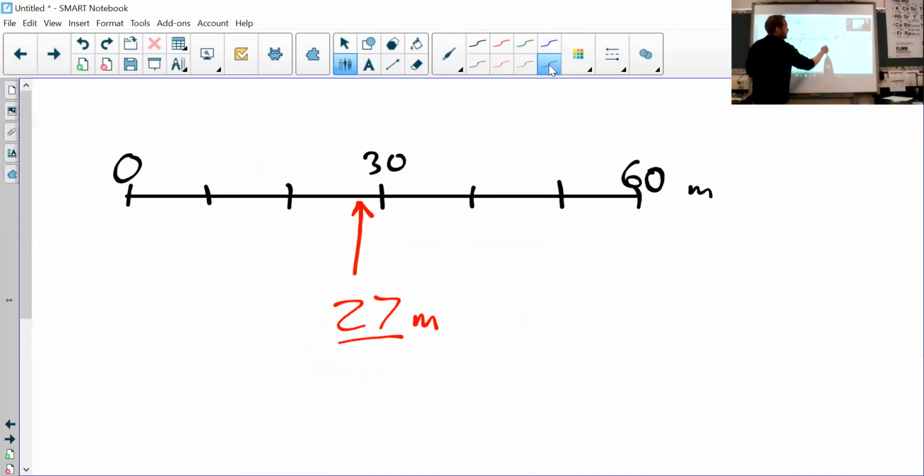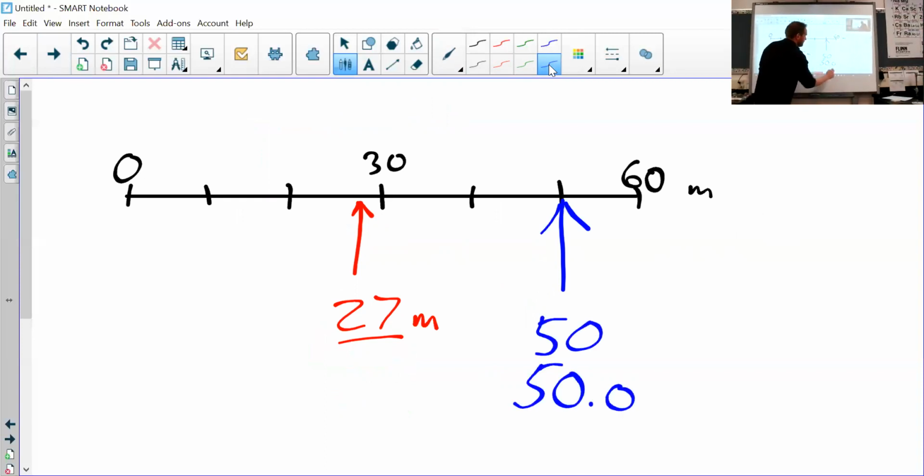What if you want to measure that one? Well, that's right on the 50. Are we going to call it 50? Are we going to call it 50.0? 50.00? Well, this one's actually a little trickier than it looks. You're going to call it neither of these. And this is something I'll probably have to clear up at a later time because I'm down to my final minutes here. You're actually going to call this 50 point.